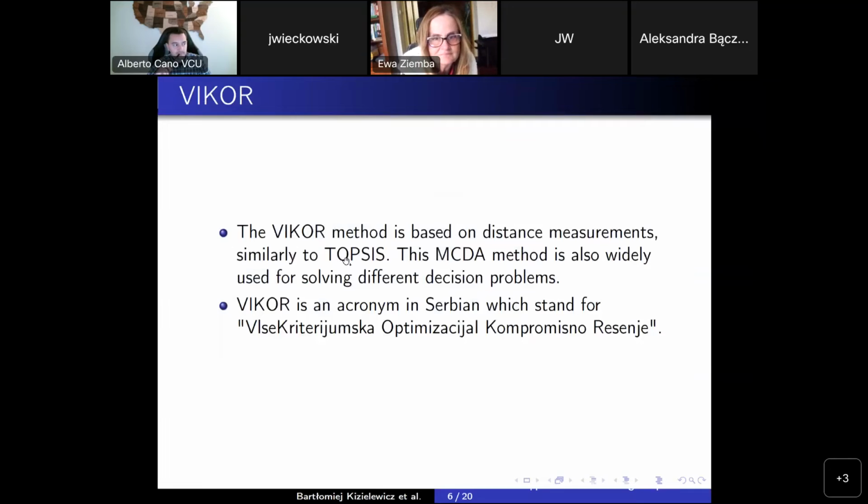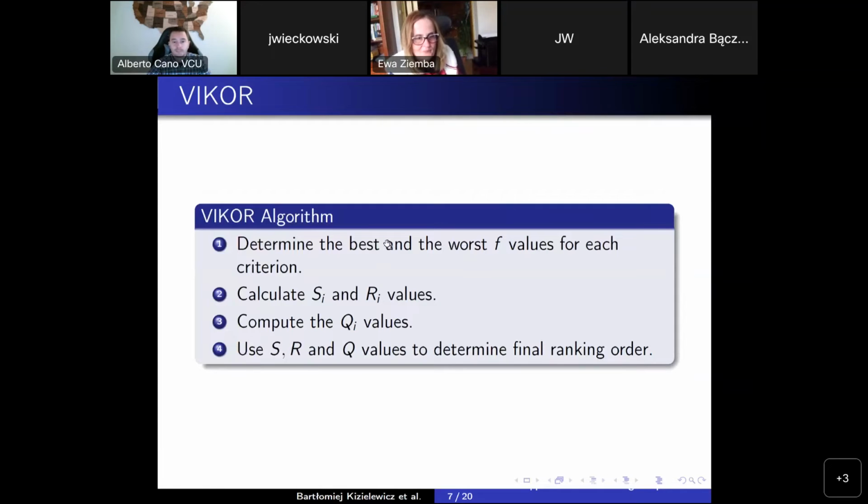And about the VCOR method, it was developed by a Serbian researcher, and it is also one of the most popular methods in the MCDA field. The main distinguishing feature of this method is that it provides 3 rankings, namely S, R, and Q, and those rankings, those values can be used to determine the final ranking order.